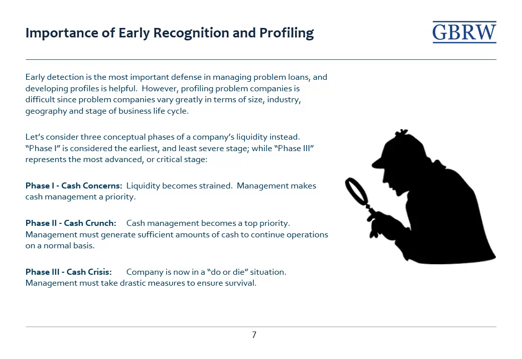We explore issues and events that might indicate a borrower is operating within one of the 3 phases. Phase 1 would indicate that management makes cash management a priority, while Phase 2 would suggest that cash management has become the top priority, whereas Phase 3 would imply that the company is in a do-or-die situation. Thus, the company must take drastic measures to ensure survival.